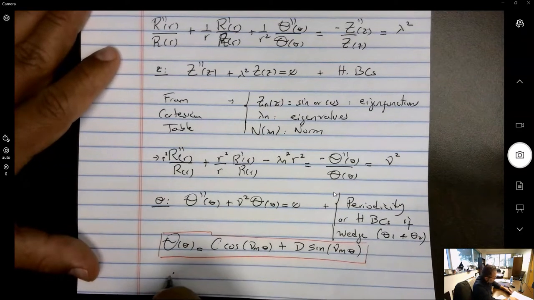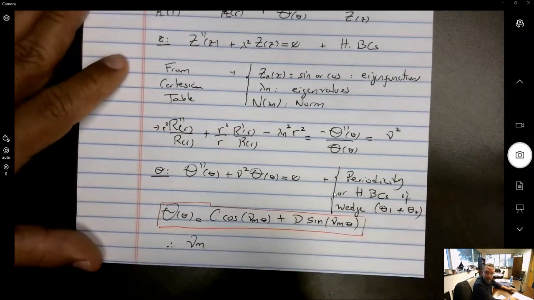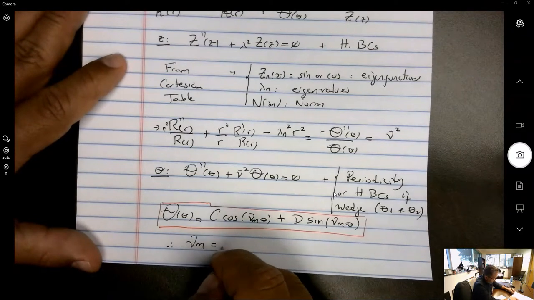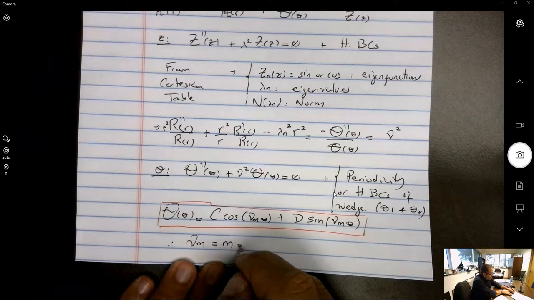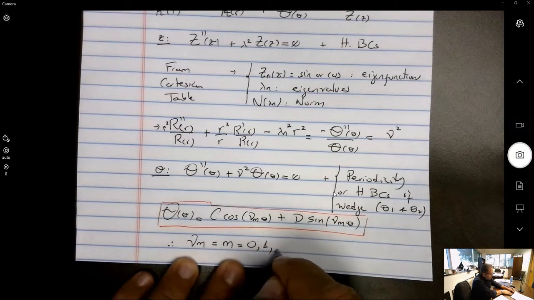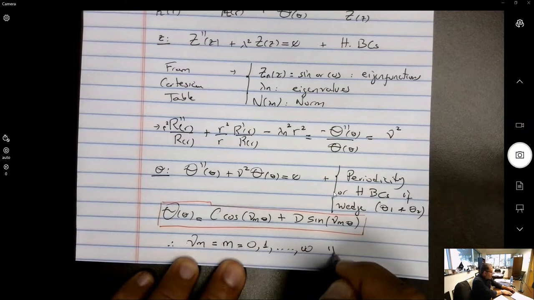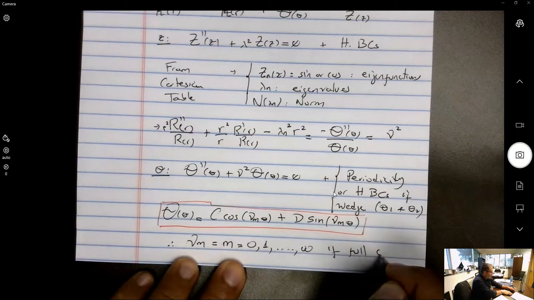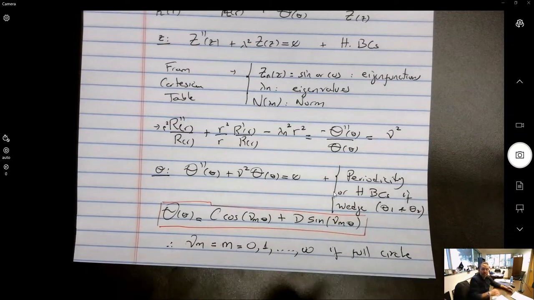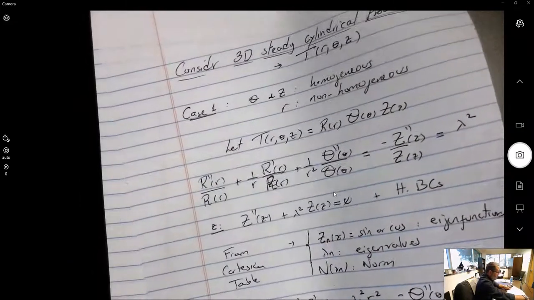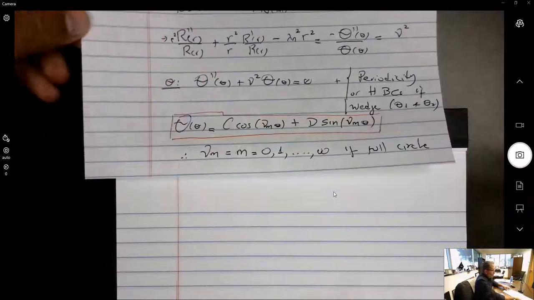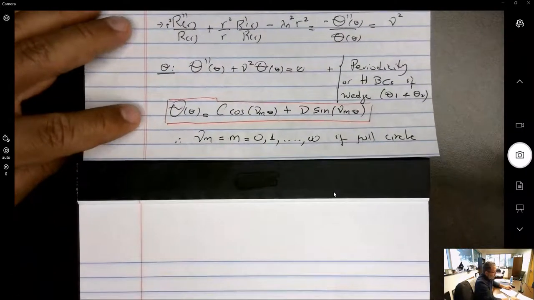Where, because if we have a full circle, then nu_m is basically integer numbers. It's the only way to maintain periodicity. If full circle, from periodic conditions. We'll address what happens when you have a wedge in a moment. But let's first go into the r direction.